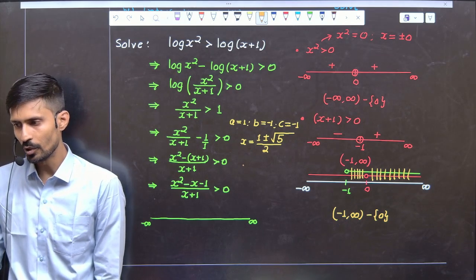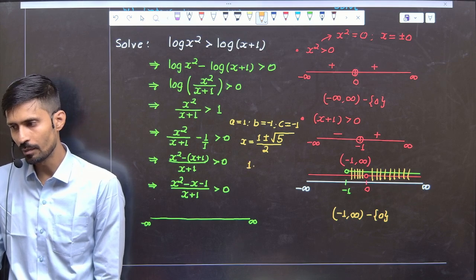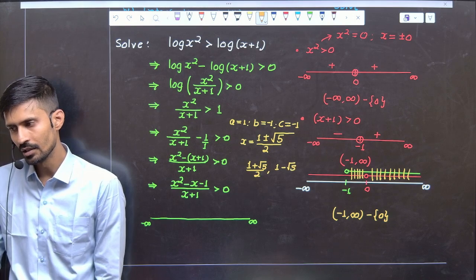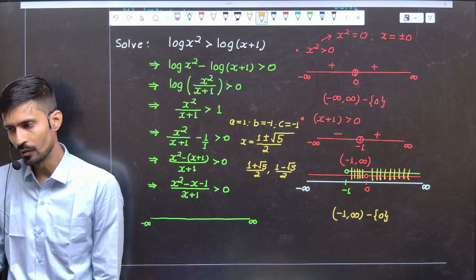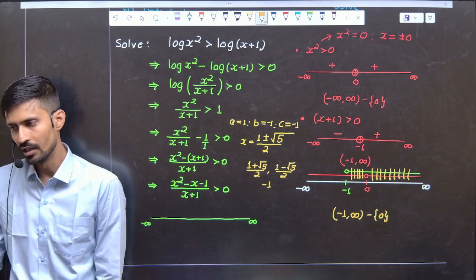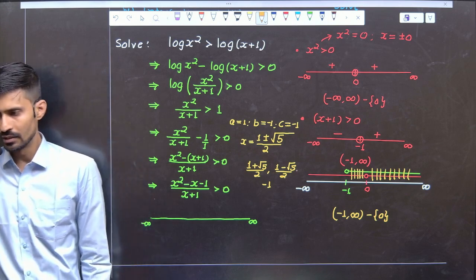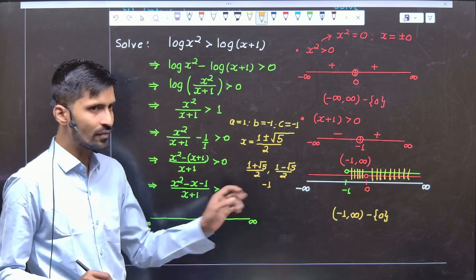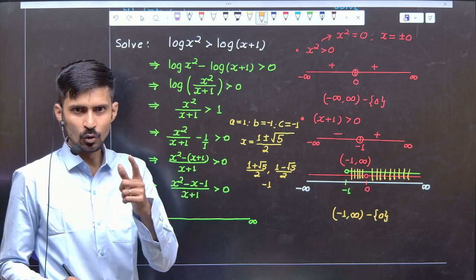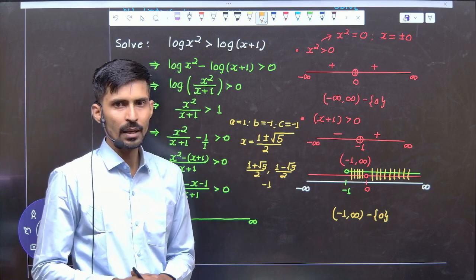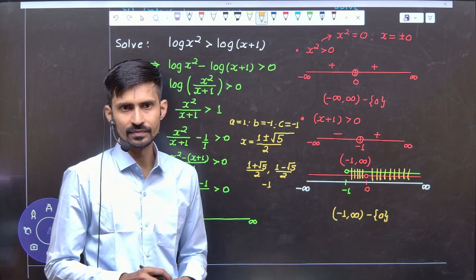And now, what is root of this denominator? Minus 1. So I am going to write both the root. One root is 1 plus root 5 by 2. And one is 1 minus root 5 by 2. And one root from denominator is minus 1. Now out of all these three root, which root is the smallest root? Just check this. What is root 5? 2 point something, na? So 1 minus 2, minus 1 point something.